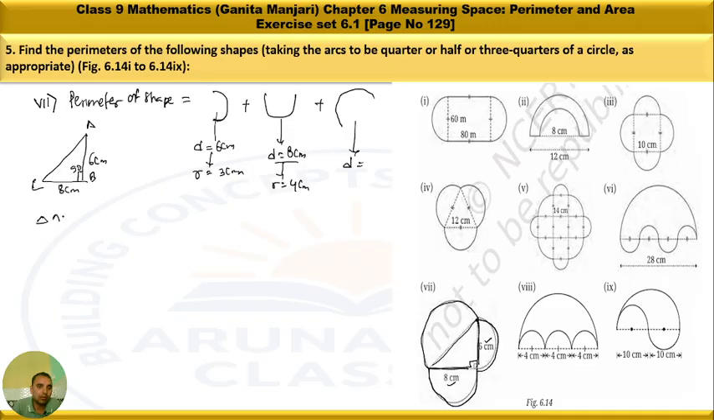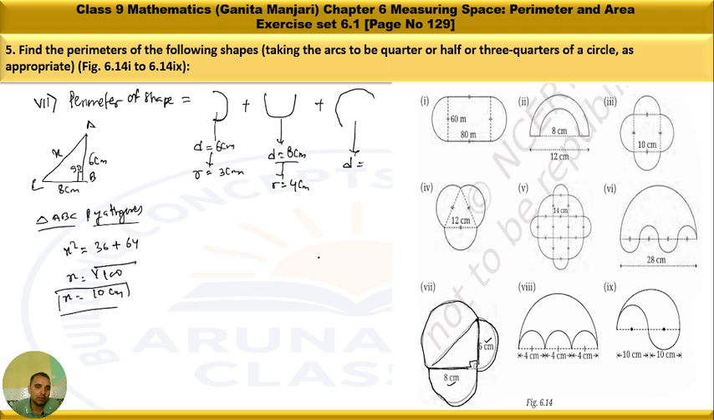When it is a right angle triangle, I can apply Pythagoras theorem. So it is AC square, or you can say x square. So x square is equal to 6 square 36 plus 8 square 64. So x will be equal to root over 100. So x will be equal to 10 centimeter. So we have got this as 10 centimeter. That will be the diameter of the third circle, which I have considered 10 centimeter. So radius will be 5 centimeter.